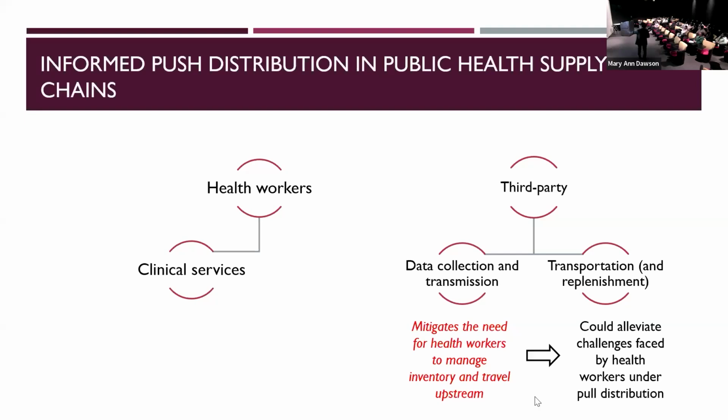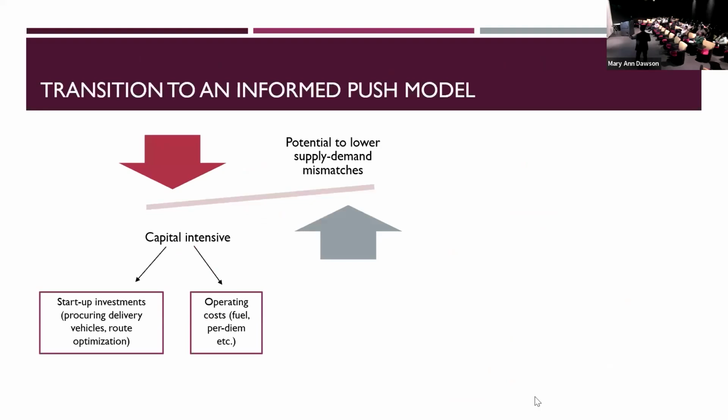Okay, so at this point you might be thinking, this all sounds great. We have solved the problem because somebody else is doing inventory management. This should definitely help out. The reason this is not straightforward is, yes, it has a lot of benefits. It has the potential to lower supply-demand mismatches, but the main problem is that it is much more expensive to operate, because there are several startup investments. You have to buy the vehicles, you have to do route optimization, and on a daily basis, you have to pay for fuel, per diems, and all of this. So it's not clear, because there are a lot of upsides, but it also comes at a pretty steep price.